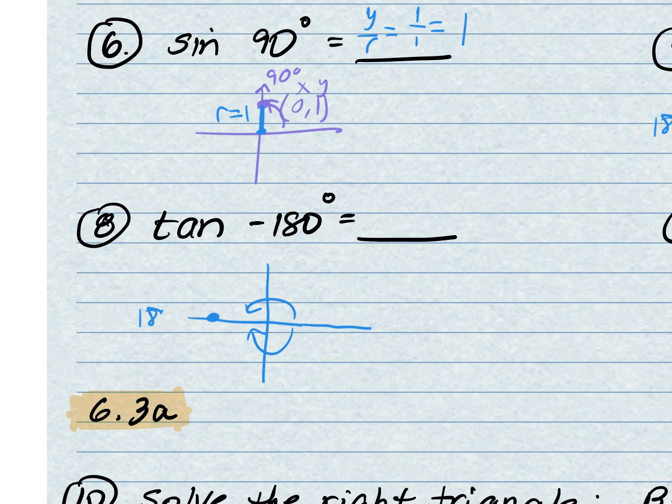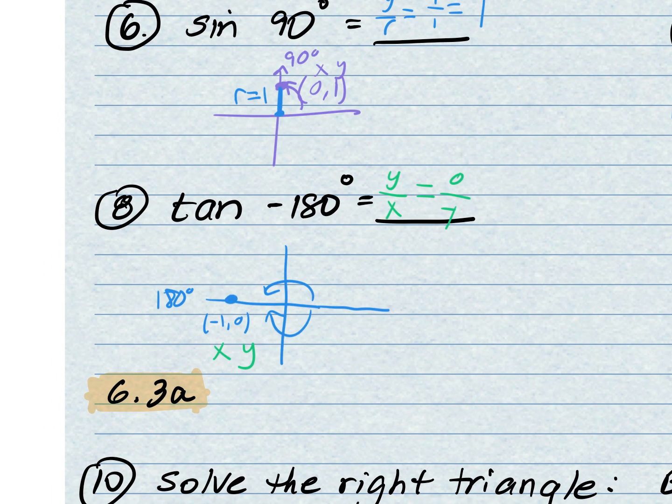So once again, 180 degrees is right here. We can pick a point. We've used this point before. We can say negative 1, 0 is a point. And so I have x and y. Tangent, we know that that's y over x. Y is 0, x is negative 1. So 0 over negative 1 is just 0.